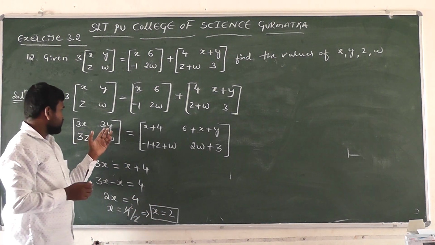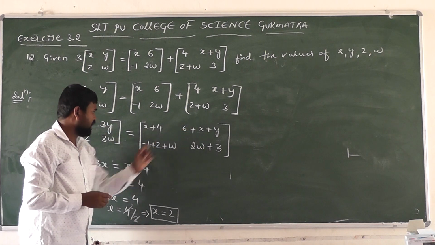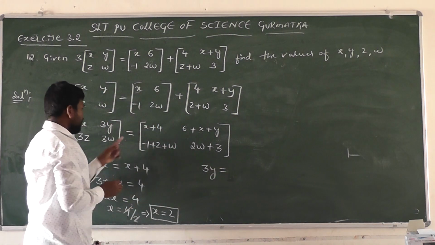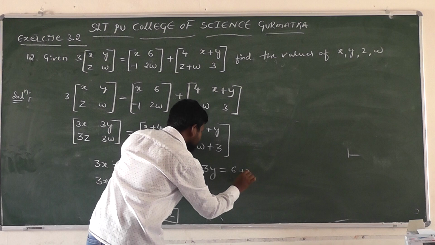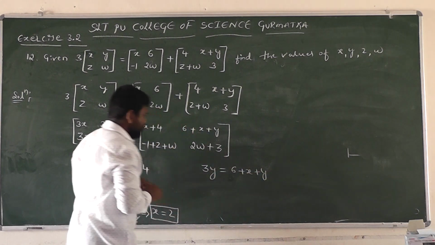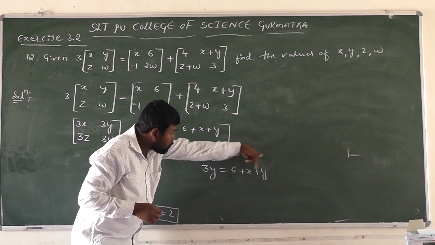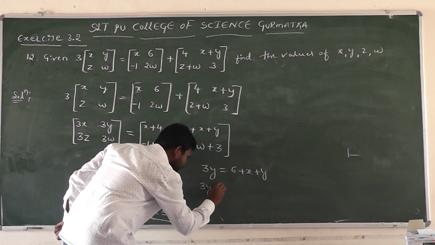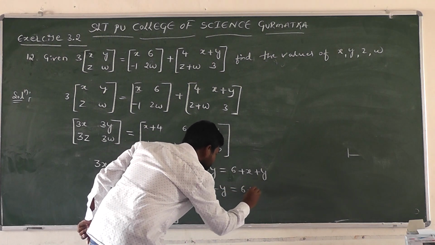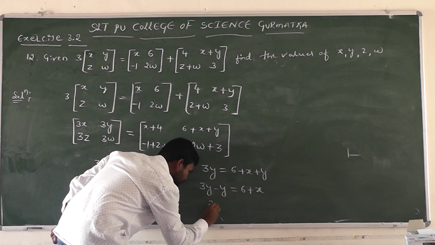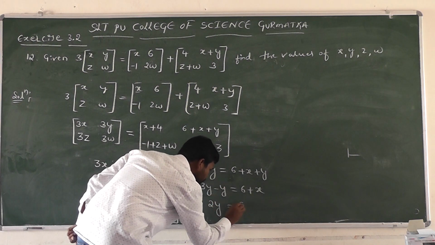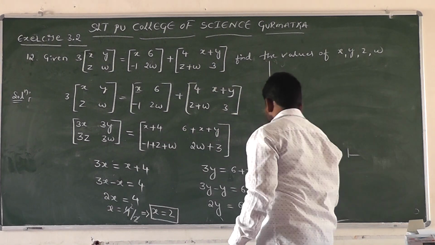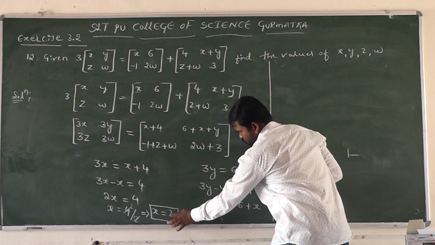Next, 3y. 3y is equal to its corresponding element, 6 plus x plus y. Right? This plus y we have to move to this side. What happens here? Minus y. 3y minus y is equal to 6 plus x. 3y minus y is 2y. 2y is equal to 6 plus x, right? Here the x value has already come. What is the value of x here? X is equal to 2.